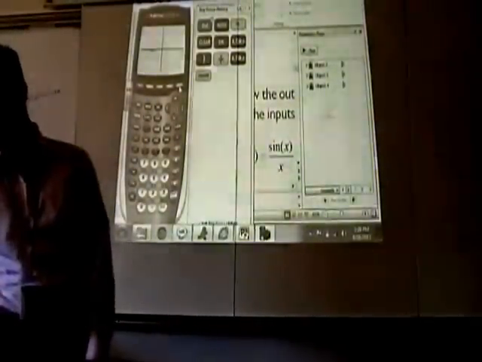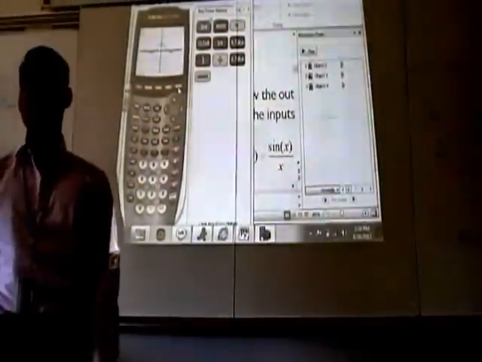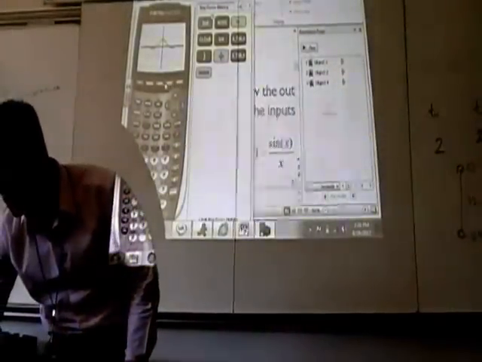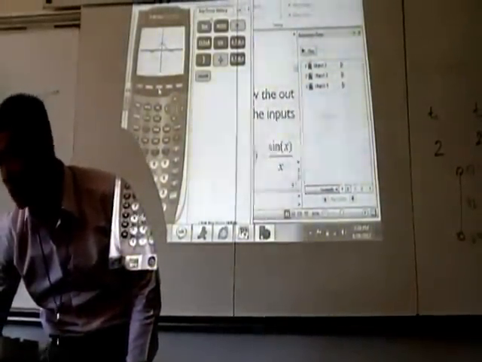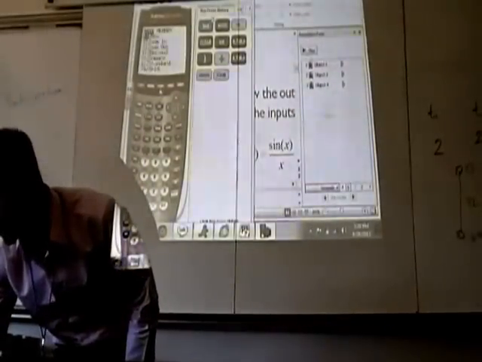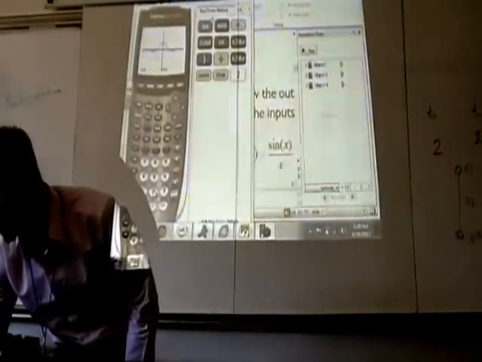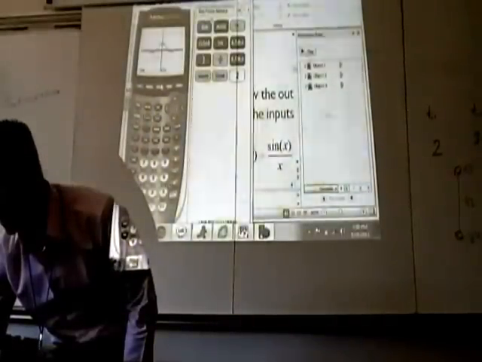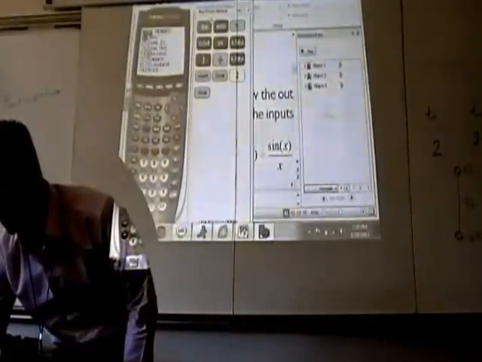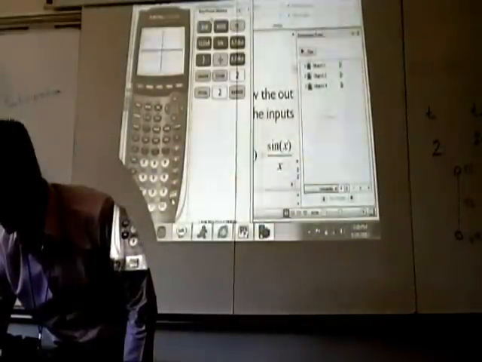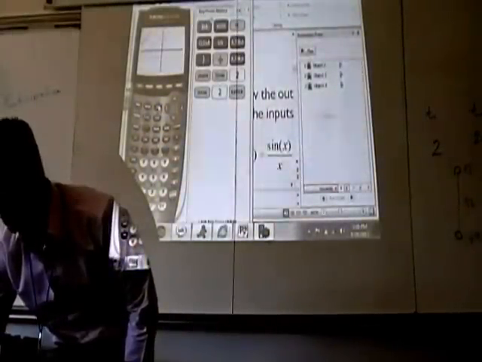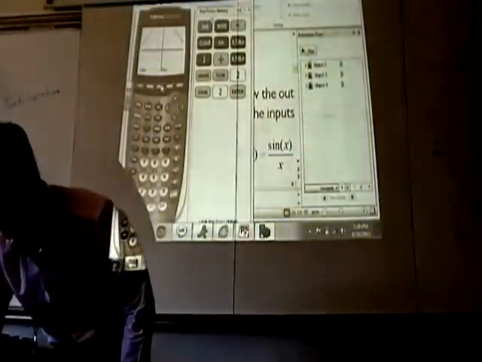What do we put in there? Sine of x over x. What should the mode be? Degree, right? So if you want to zoom in, go to zoom, and then in, so it's 2. And then you just hit enter, and let's see what happens there. Alright, so it's zoomed in, so let's zoom out a little bit.